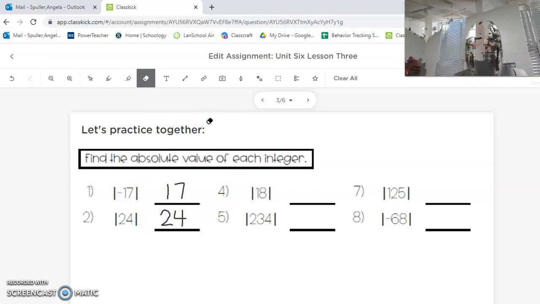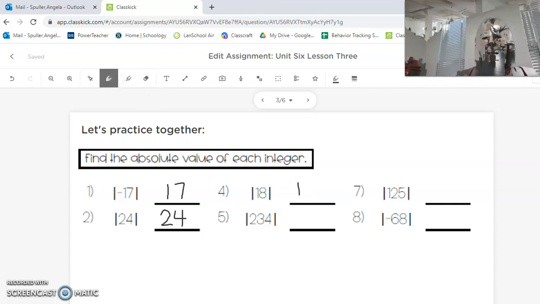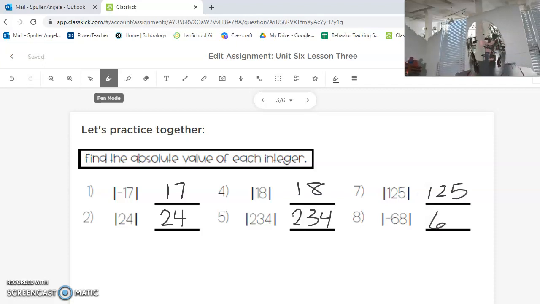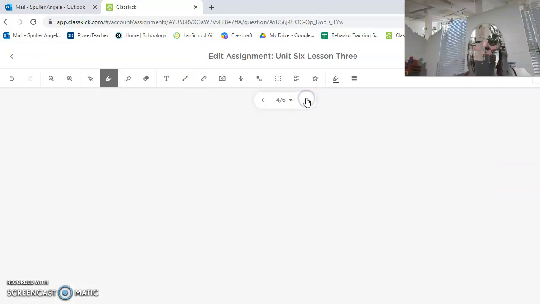All right, let's look at this next one. 18. Yep. Oop, I got the highlighter by accident. 18. 234. 125. -68. 68. All right. It's your turn to practice.